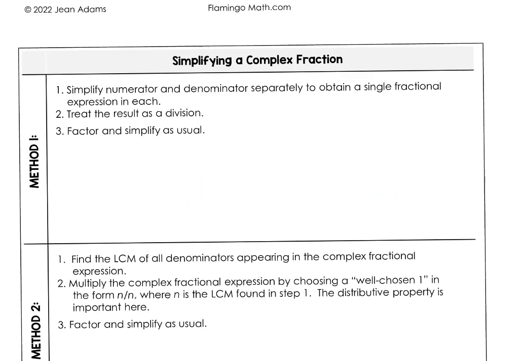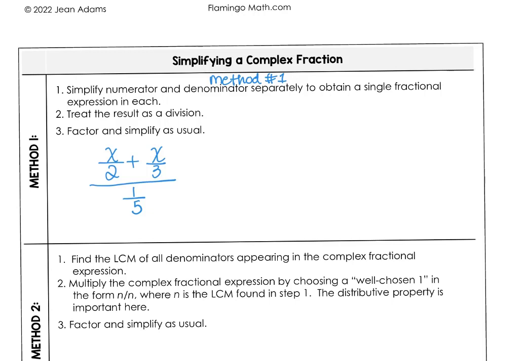Now, when we want to simplify a complex fraction, you can do one way. One method is to simplify the numerator and the denominator separately to get a single fraction expression in each. So let me make up an example here. Let's say we have x over 2 and x over 3, and we're adding those, and then we're going to divide by 1/5. I'm calling this method number 1. This is method number 1 on your notes.